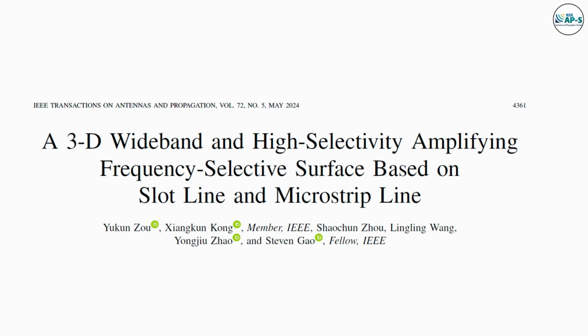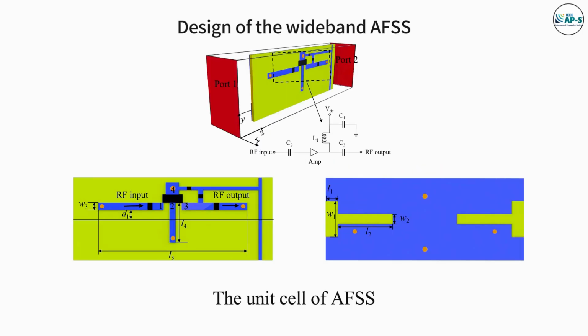In this video, we will introduce a 3D wideband and high-selectivity amplifying frequency-selective surface based on slot line and microstrip line. First, we will introduce the structure of the AFSS. C1 is a bypass capacitor, which can filter out noise signals to provide a more stable DC voltage. L1 is used to isolate the RF signal and DC signal. C2 and C3 are DC blocking capacitors.